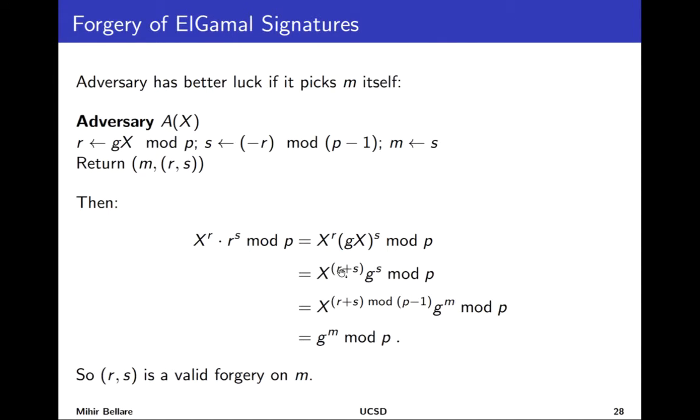And remember that exponents here will be modulo the group order. So you may as well put a mod p minus 1 here. It wouldn't make any difference whether you did or you didn't. But you see that if s is negative r mod p minus 1, this is just 0. And so this just goes away, x to the 0 is 1, and you get g to the m. So we have a valid forgery.